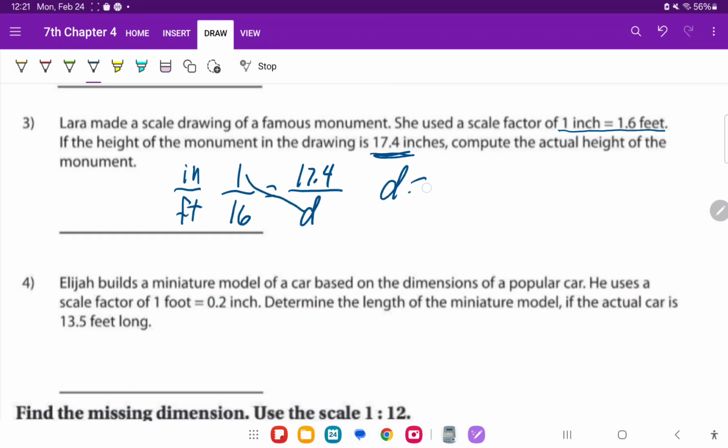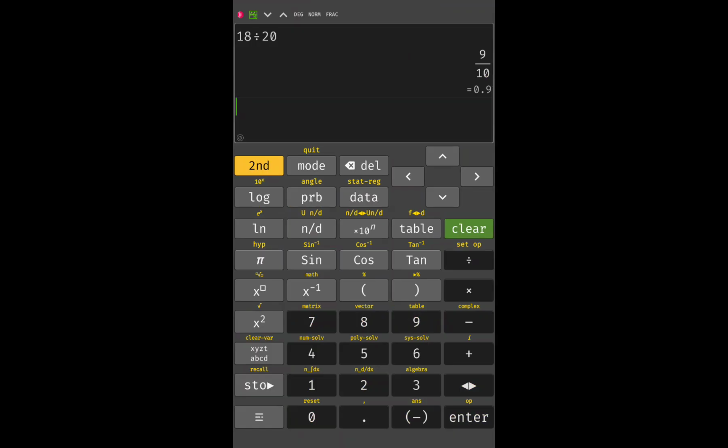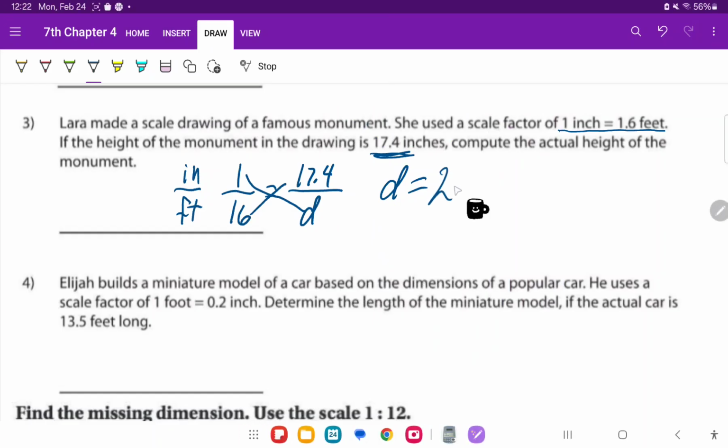That's going to give us D, and then 1.6 times 17.4. And that's going to give us 278.4 feet.